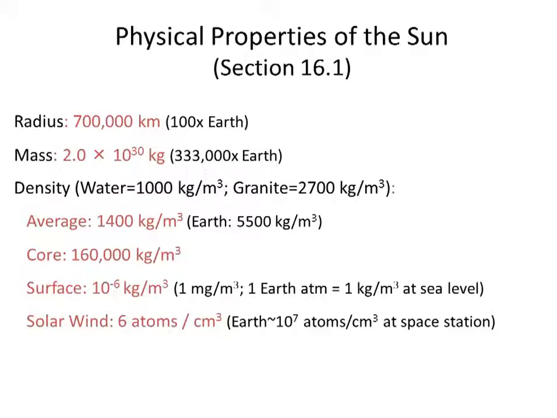So the Sun goes from extremely dense at its core, far denser than any material on Earth, to extraordinarily tenuous at its upper surface and beyond.